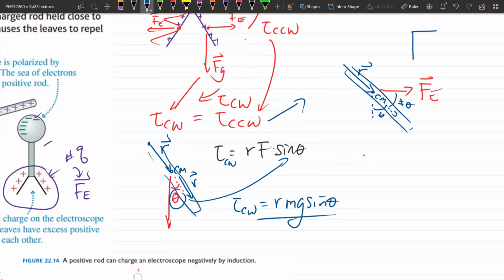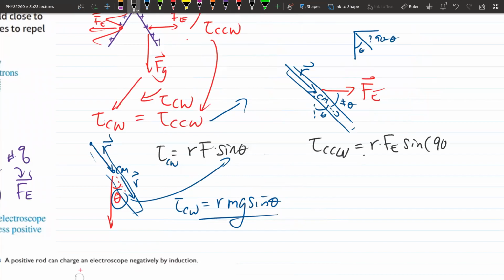If you have an angle like this, if this is theta, what is this equal to? I'm sorry? Almost. It's 90, right? Because it's a right angle. It's 90 minus theta. Okay, great. So what's on the right-hand side, the torque counterclockwise, is R times, instead of the gravitational force, the electric force, times sine of 90 minus theta. Those of you who know your trigonometry on the back of your hand know that 90 minus theta for sine is just the same thing as a cosine, okay? If you shift an angle by 90 degrees, it'll just make it a cosine function instead.